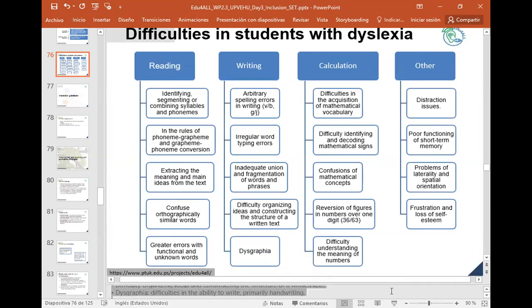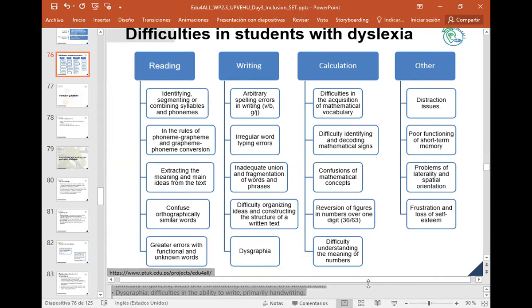In writing, arbitrary spelling errors in writing, V/B, G/J. Irregular word typing errors. Inadequate union and fragmentation of words and phrases in written texts. Difficulty organizing ideas and constructing the structure of a written text. Dysgraphia, difficulties in the ability to write, primarily handwriting.